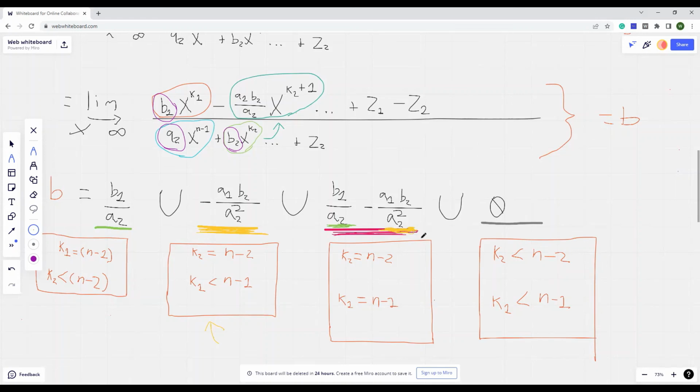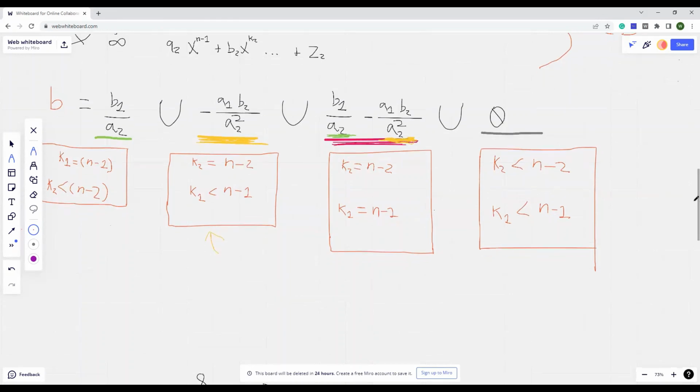and you'll see it. Now the other option, let's say that k sub 2 is less than n minus 2 and k sub 1 is less than n minus 1. Well, then the numerator is relatively just going to get smaller and smaller as x approaches infinity. The denominator is going to get bigger and bigger, and then basically it's just going to approach 0. It's just b equals 0. So that's the other option, b equals 0.